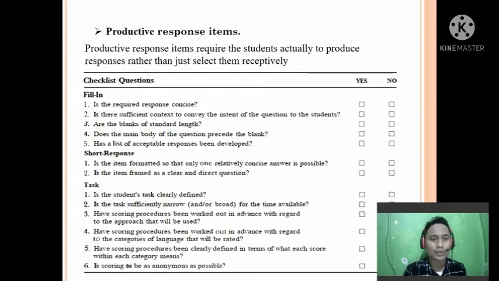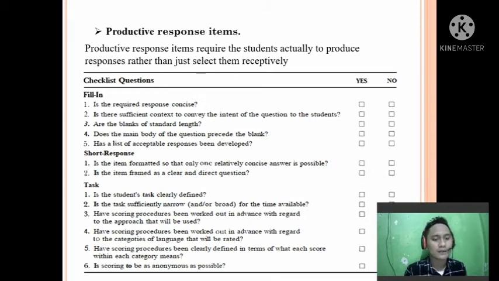Productive response items require the student actually to produce a response rather than just select one. These include fill-in, short response, and task. In the fill-in, the student will fill in some of the sentence or complete a sentence. Okay, some of the questions to consider: does the item require a concise response?